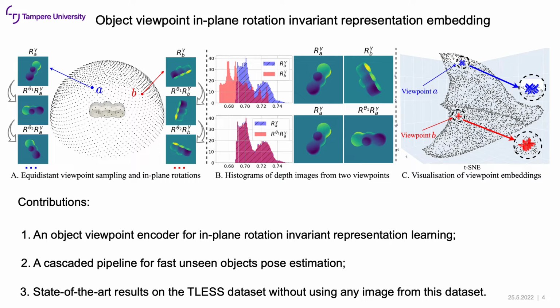For an object-centric depth image, the in-plane rotation along the camera optical axis does not affect the histogram statistics of the object depth values. Based on this observation, we proposed a viewpoint encoder for learning the object viewpoint representation, which is invariant to the object in-plane rotation. As can be seen from the picture, the same viewpoint usually results in similar representations in feature space, even with different in-plane orientations, while different viewpoints usually result in dissimilar representations.